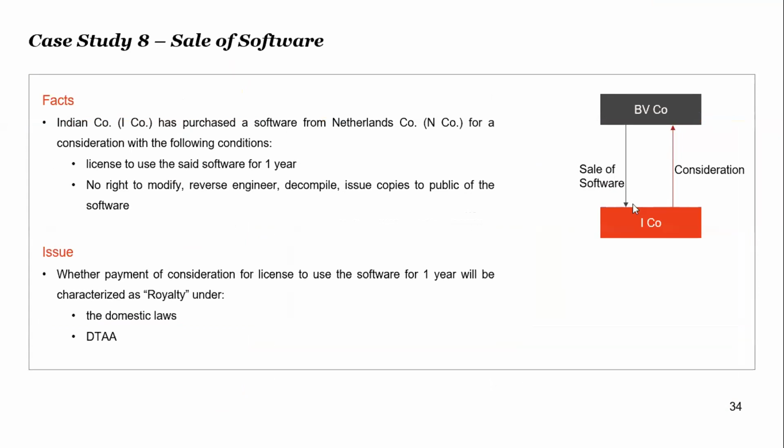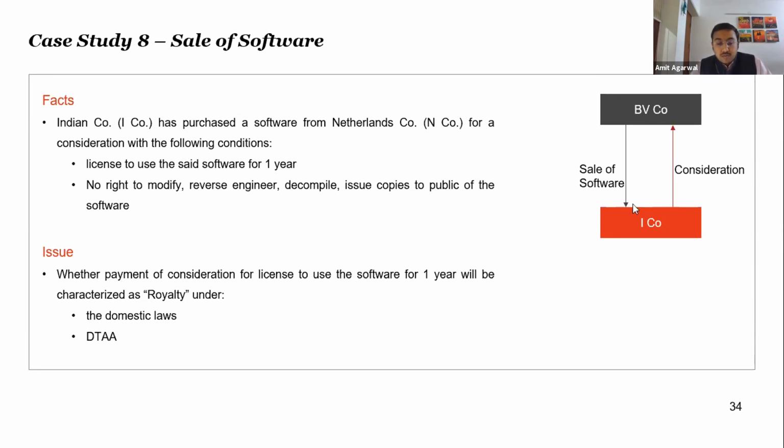So just to brief you, this is the case study which we were discussing previously also: a Netherlands company has transferred software to the ICO, but ICO does not have any right to modify or reverse engineer or decompile any of the software elements. In this kind of situation, under the Indian domestic law, this would still be considered as a royalty because it is use of the software by the BV to ICO. But under the DTAA, because such rights given to the ICO do not constitute a copyright, one can still take a position under DTAA that it should not be considered as royalty income.